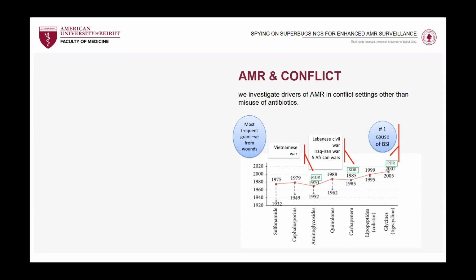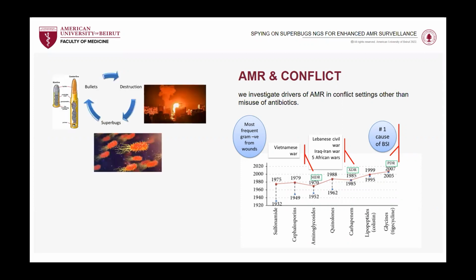When we tried to plot based on what we see in the literature, in the 1970s, during the Vietnam War, the first MDR, multi-drug resistant, strain was isolated. In 1985, there were several wars going on worldwide, and that was when the first XDR, the extensively drug-resistant strain, was isolated. And then in 2007, the first pan-drug resistant strain was observed. So is it a coincidence, or is there a real reason behind this?